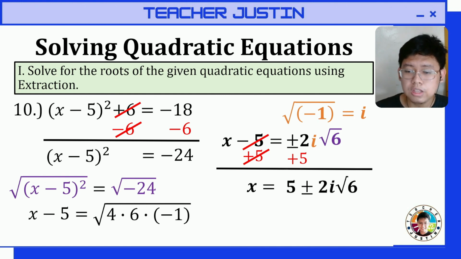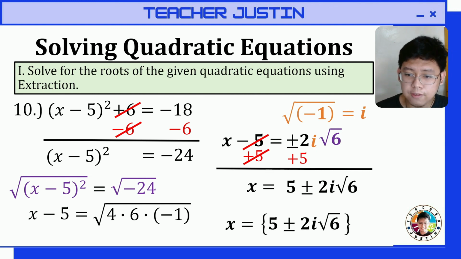Now, take note, hindi natin pwedeng i-add si positive negative 2 at si 5 kasi yung 2, meron siyang i at meron siyang square root of 6. Hindi sila like terms. So, since hindi sila like terms, we cannot combine 5 and 2i. So, since hindi na natin sila ma-add, our value of x will be equal to 5 plus minus 2i square root of 6. And that's it!